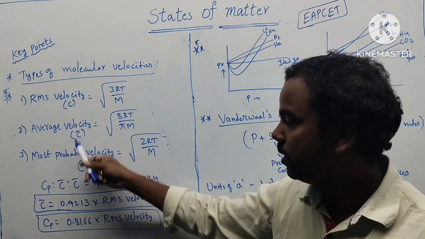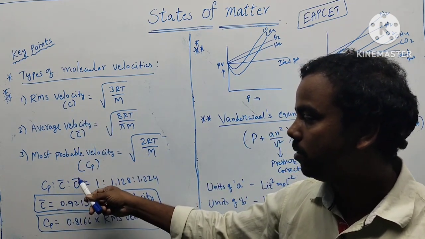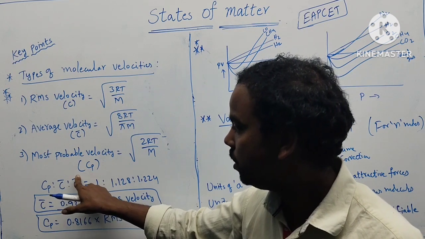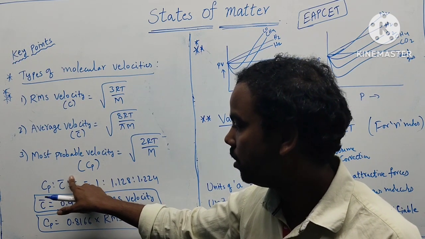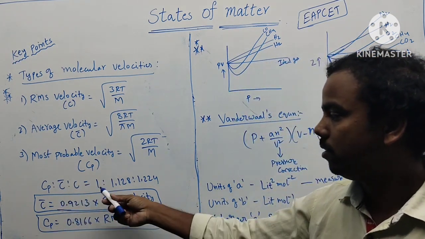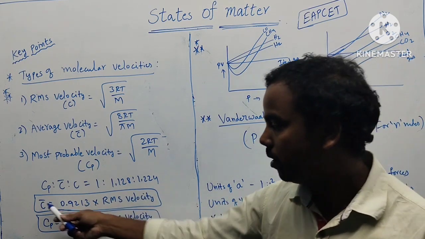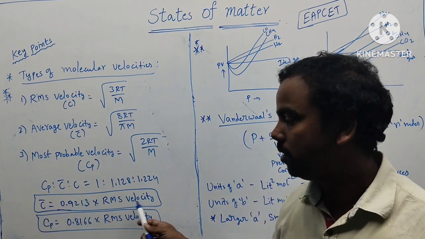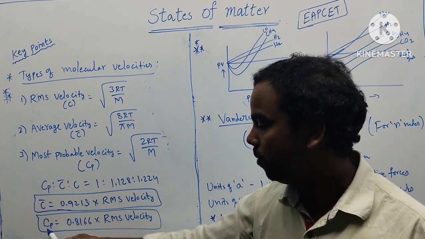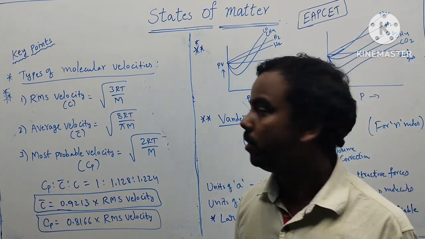These are indicated as C bar, CP and C. So CP is to C bar is to C equals 1 is to 1.12 is to 1.224. So the relations between average velocity and RMS velocity, and probable velocity and RMS velocity, are important. So next.